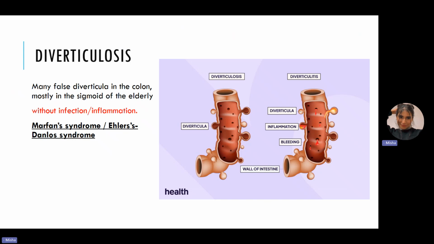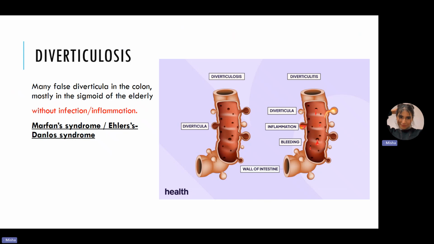It can be due to the poor diet of the West, for example, mostly low fiber, more fat or meat, which increases the intraluminal pressure, with less bulk and stronger peristalsis. Also, no activity and obesity can lead to it. Again, what would you link diverticulosis with? Marfan syndrome and Ehlers-Danlos syndrome, right? Due to weakened collagen, there's a weak wall.